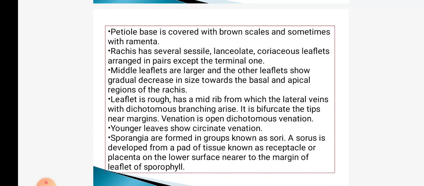Sporangia are formed in groups which are called sori. A sorus is developed from a pad of tissue known as the receptacle, or it is also called the placenta. On the lower surface near the margin of the leaflet of the sporophyll, the spores are present in the form of sori.